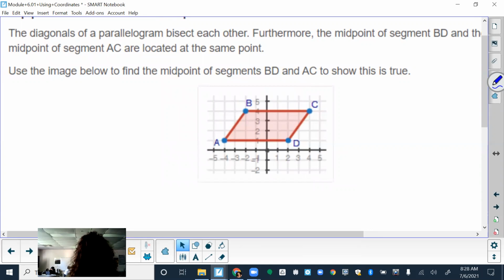I know this class is like backwards. Geometry 1 is in the afternoon, but you learned that bisecting means that we're cutting it right down the middle. So AC, there's a line drawn between A and C. There's a line drawn from BD. They all intersect at the same point, which is right here in the middle. We're going to use this image down here to find the midpoints of segments BD and AC. So first thing that I would need to do is figure out the coordinates to all of these.